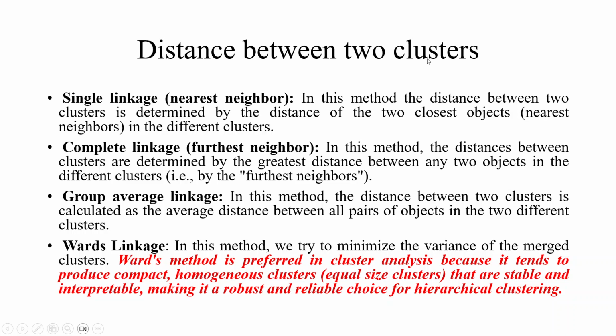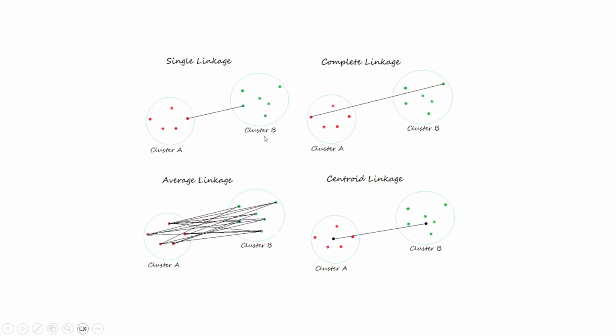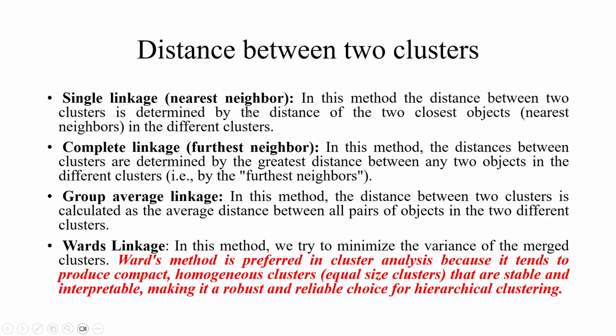Distance between two clusters. What are the approaches available? The first is single linkage, nearest neighbor. In this method, the distance between two clusters is determined by the distance of the two closest objects, the nearest neighbor in the different clusters. Let's see the example. This is single linkage. Cluster A, cluster B. We are finding the distance between these two points, which are very near to each other. So that's the reason it is known as nearest neighbor.